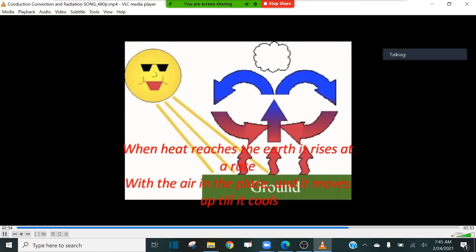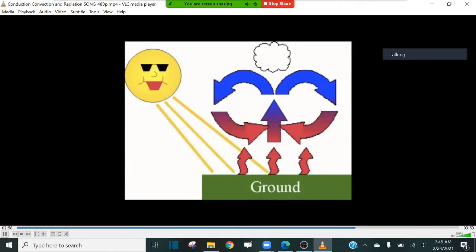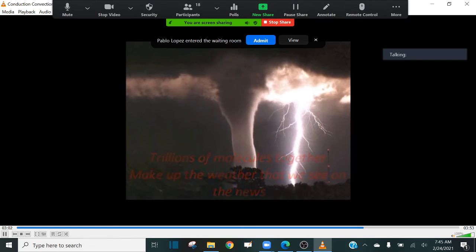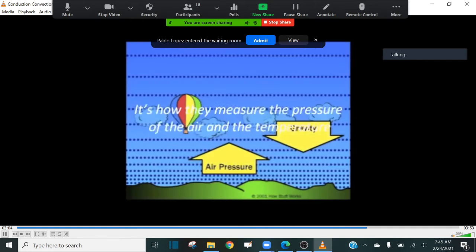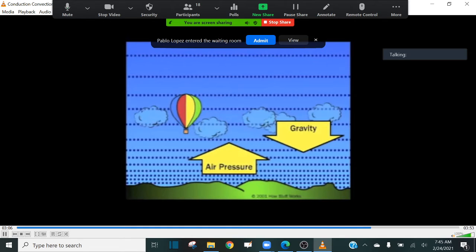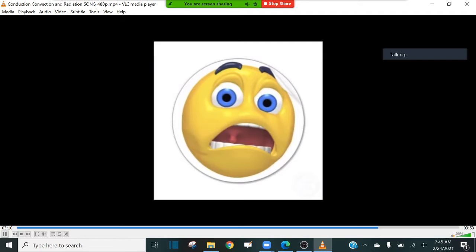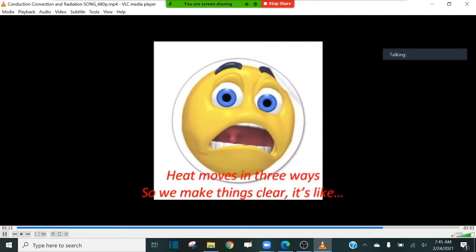When heat reaches the earth, it rises at a rate with the air in the place, and it moves up till it cools. Trillions of molecules together make up the weather that we see on the news. It's how they measure the pressure of the air and the temperature, but convection is how it got there in the atmosphere. So don't be scared. Heat moves in three ways, so we made things clear.